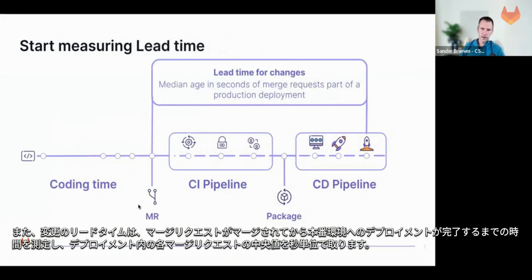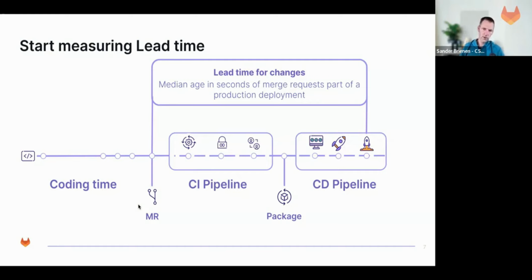Lead time for changes is measuring the time between the merge request being merged and the production deployment being finished. And it takes the median age in seconds for each of the merge requests in your deployment.